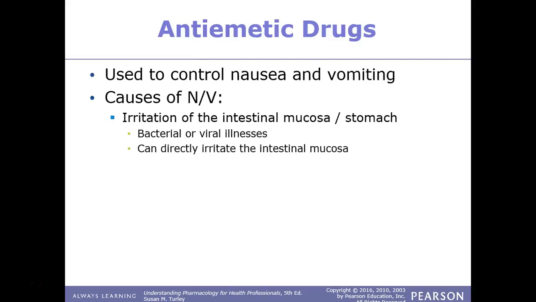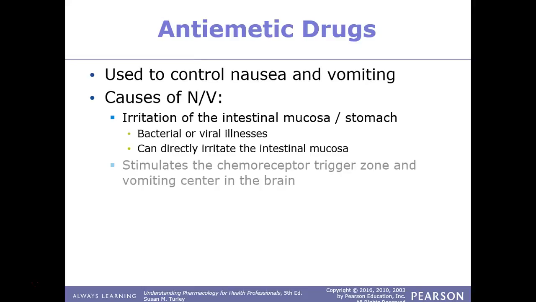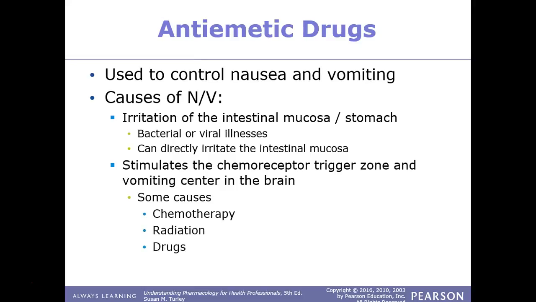So a couple of different things that cause it include irritation of the intestinal mucosa or the stomach. This could be caused by bacterial or viral illnesses or something that directly irritates that mucosa. Another cause of nausea and vomiting is stimulating the chemotrigger zone, or what we call the CTZ, in the brain, which is known as the vomiting center in the brain. Some of the causes of stimulation of that chemotrigger zone include chemotherapy or other drug medications, radiation. So certain types of drugs other than chemotherapy, narcotics, sometimes can cause someone to be nauseous.